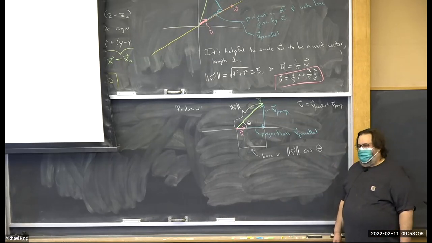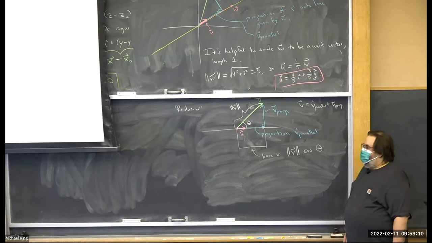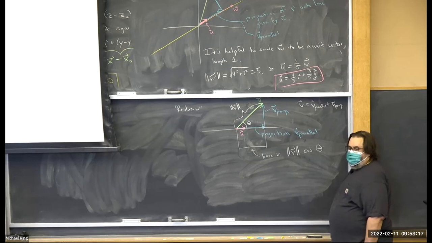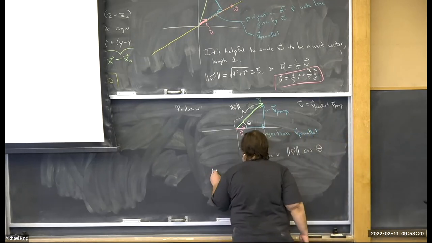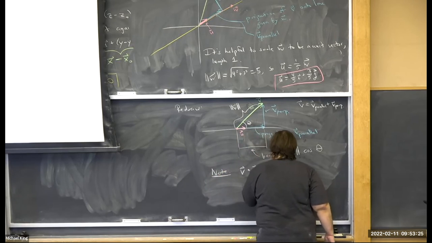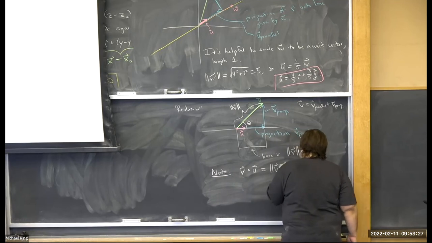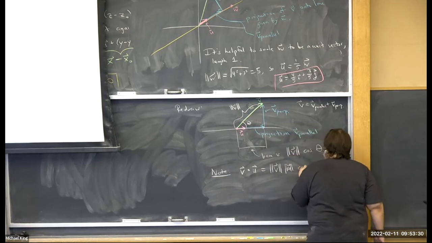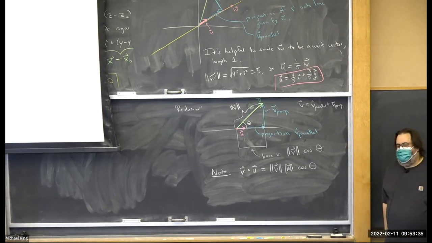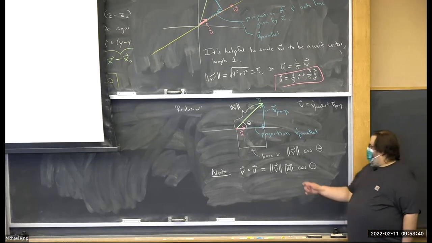We've seen magnitude of a vector times cosine theta before. Where have we seen that? Dot product, right? We have two vectors in this picture, V and U. What's their dot product? V dot U is the magnitude of V times the magnitude of U times the cosine of theta. What type of vector is U? Yeah, it's a unit vector. So this is really a 1.